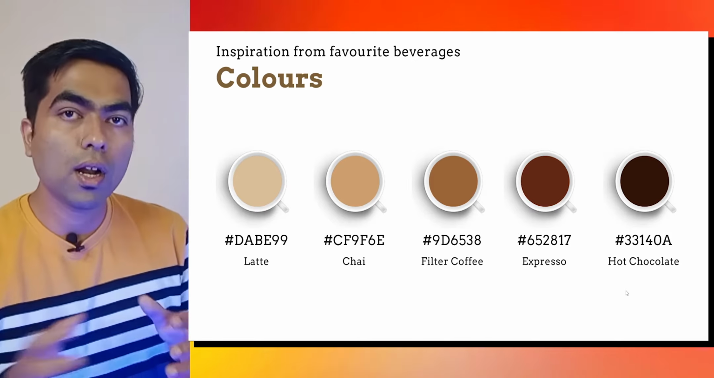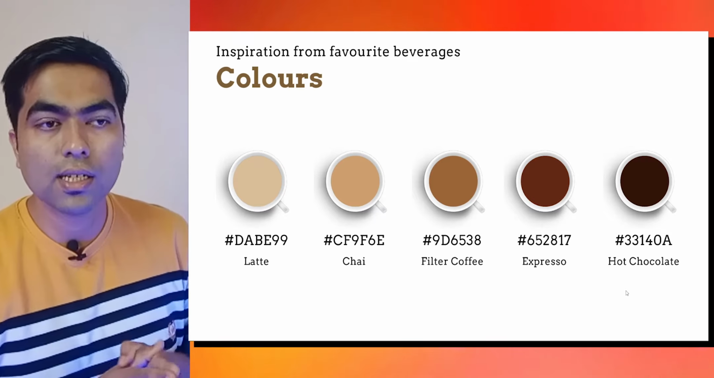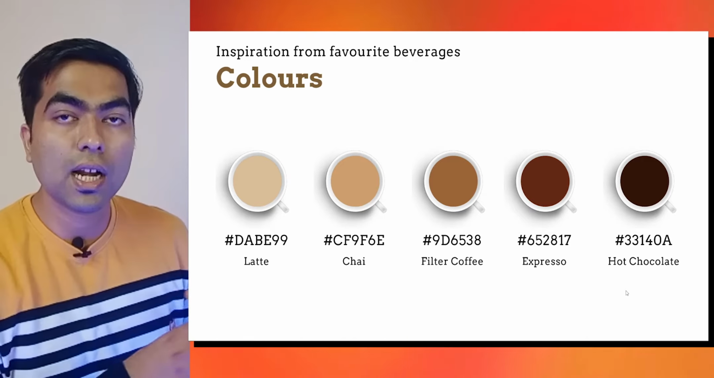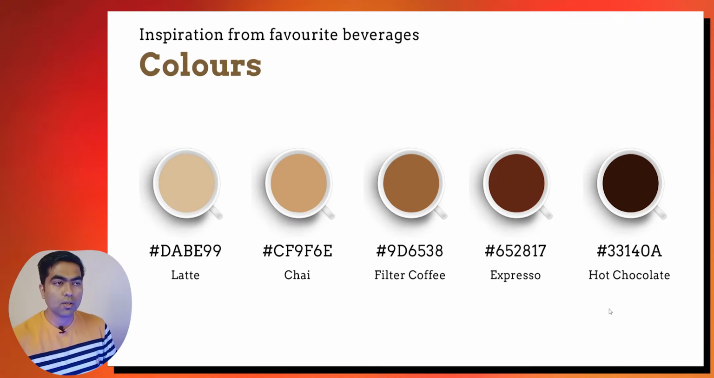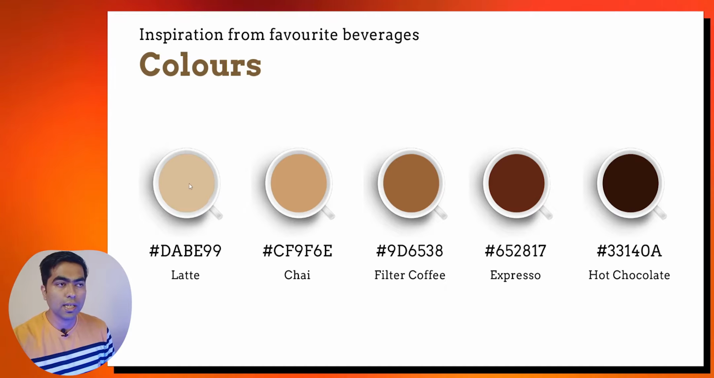And one more tip for choosing colors is that you can name those colors with names which are relevant to the brand as well. So as you can see, the latte one is basically a lighter version, and a hot chocolate is more of a brown and a darker version of that same color.